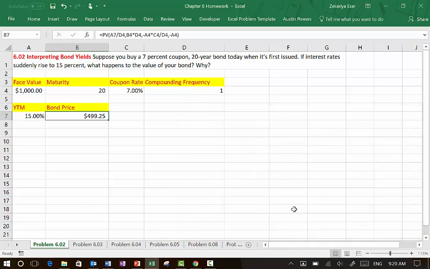Obviously, the price has gone down because yield to maturity has gone up. The future cash flows from this bond, the 20 coupons plus the face value, are now discounted at a higher rate, which means their present value is lower when yield to maturity goes up.